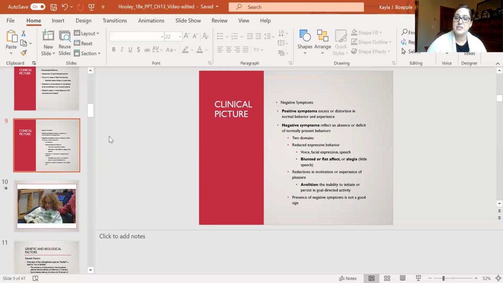The presence of the negative symptoms is not a good sign. Positive symptoms are something we might be able to control a little better, but when we see those negative symptoms, we're going to see more interference with everyday types of activities.